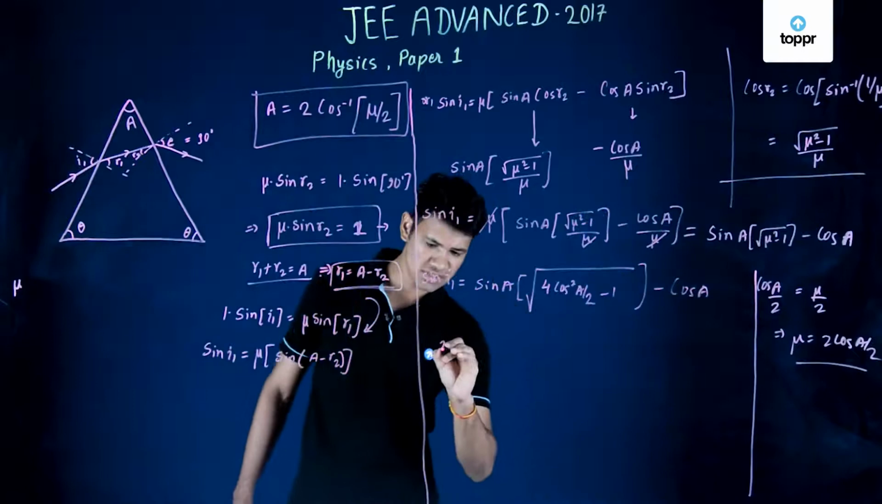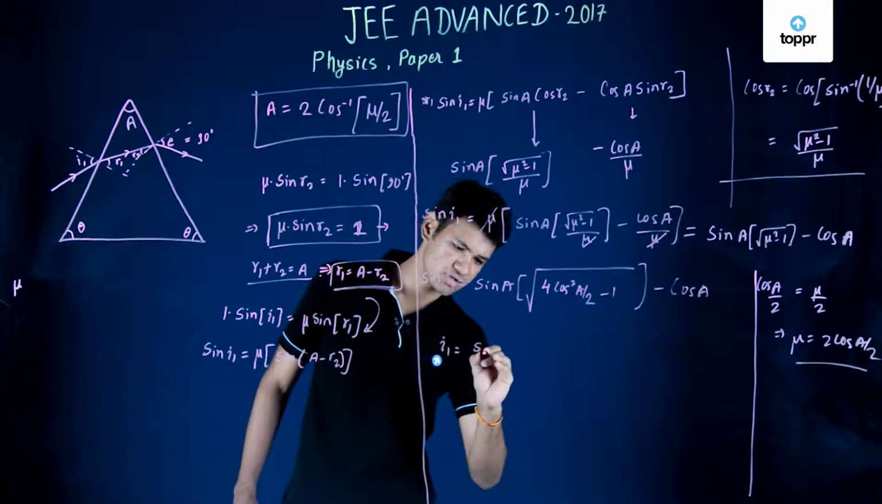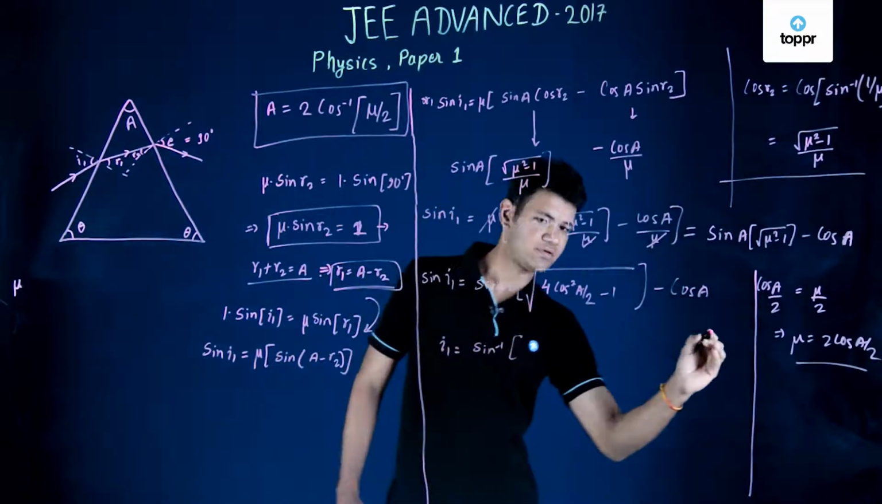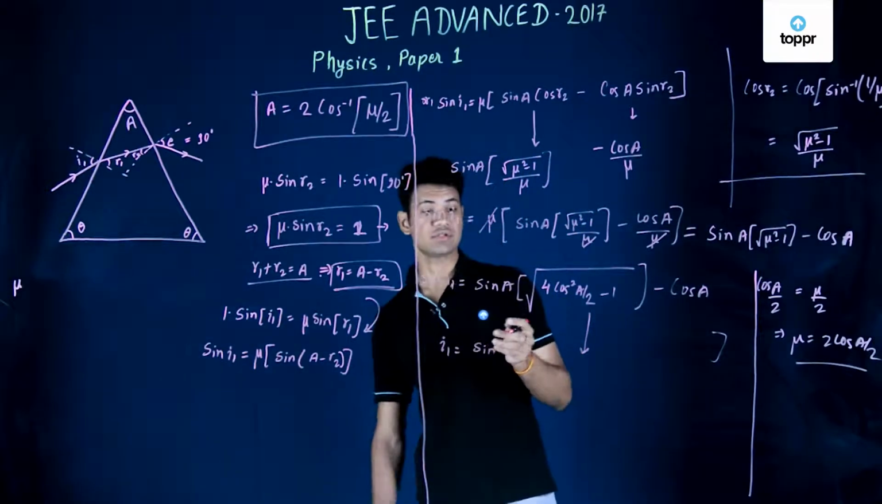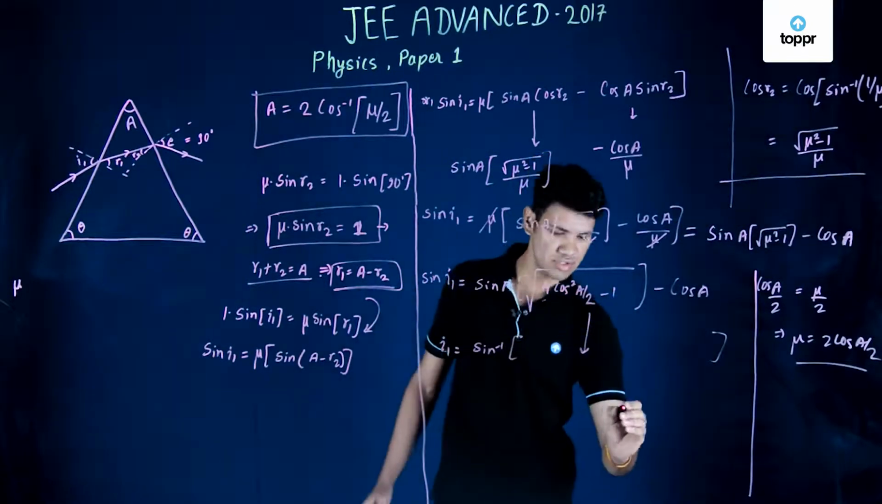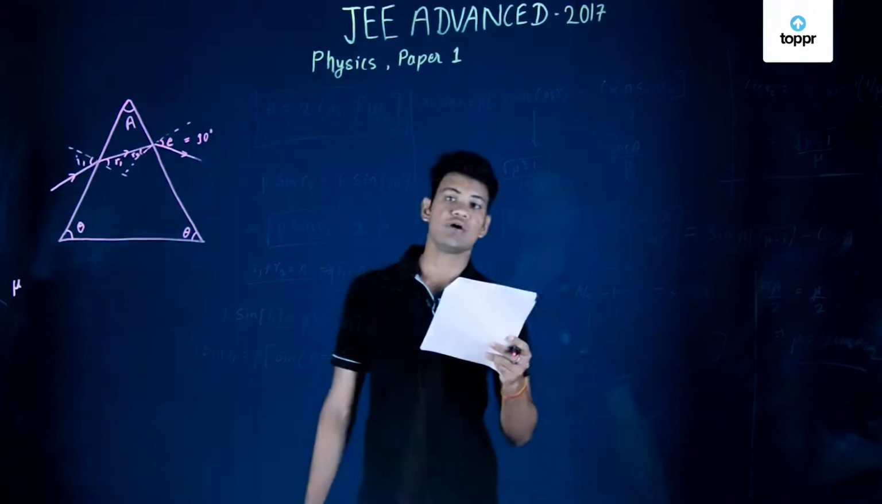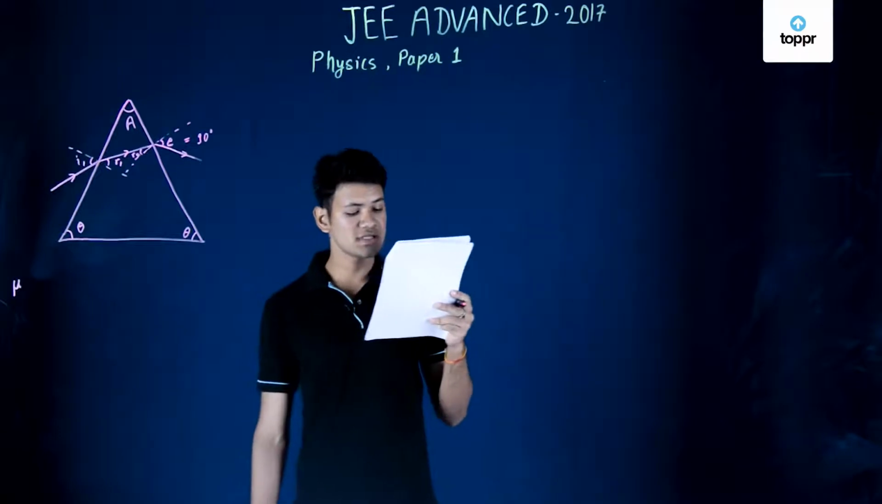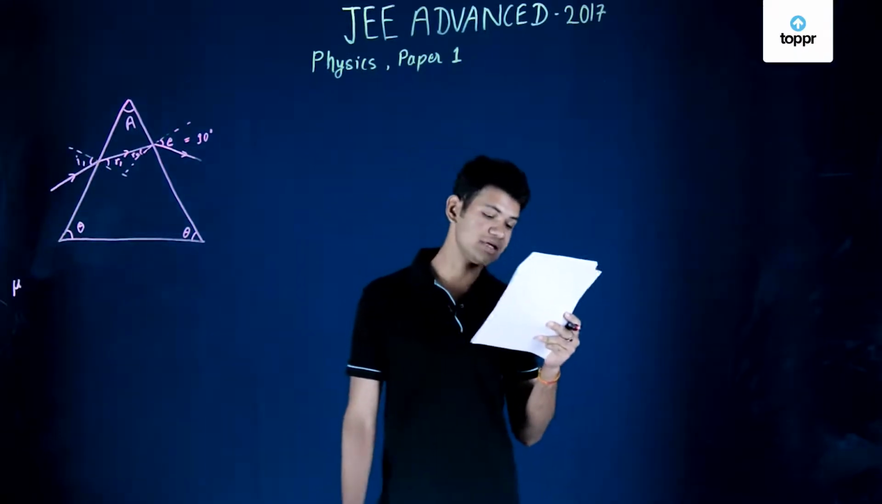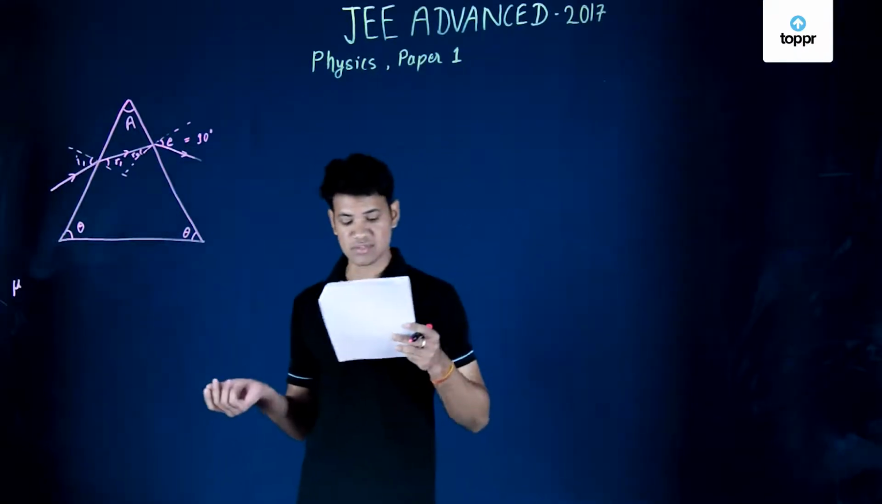So the final answer is basically I1 is equal to sine inverse of this thing, right? Which matches with the third option of the question. So option C is also correct. Now moving on to the last option, which is option D. They say that for the angle of incidence I1 equal to A, the ray inside the prism is parallel to the base of the prism.